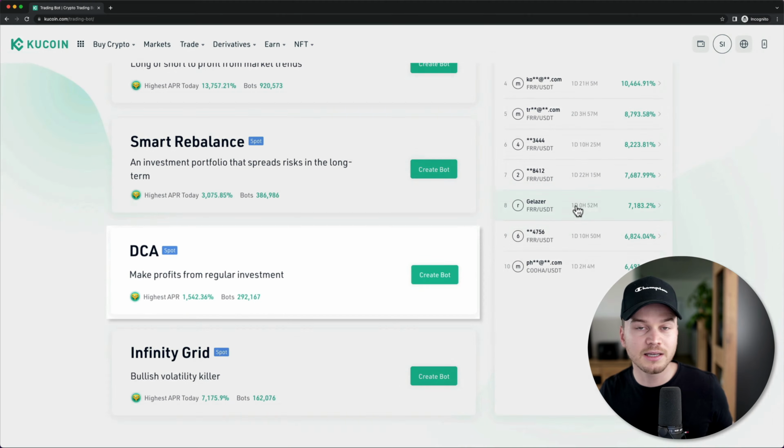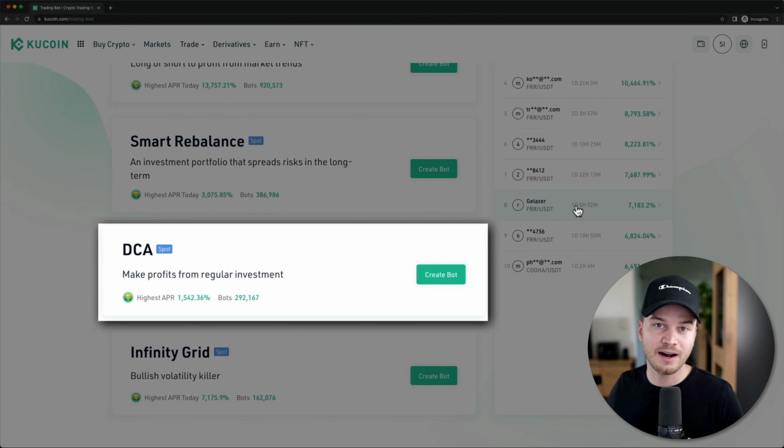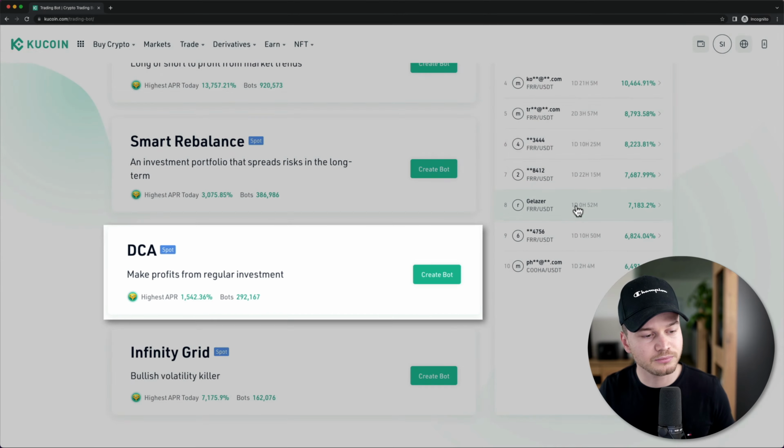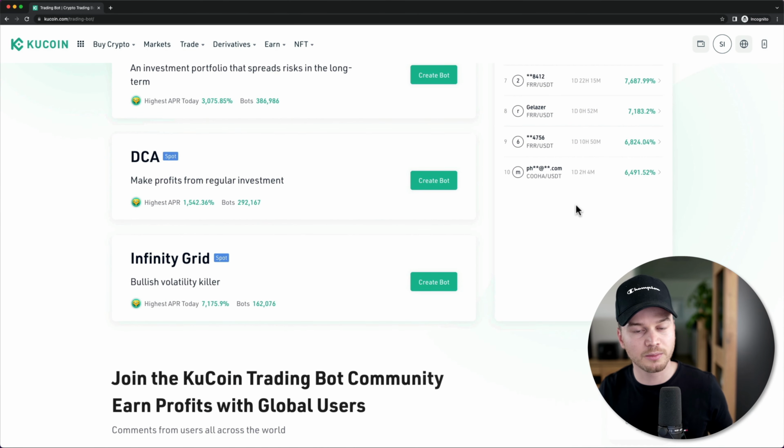Then you have the DCA bot, which stands for dollar cost averaging. So there you could, for example, say, the bot should buy Bitcoin every single week, no matter what the price is. So then you can just even out the price and you just invest without any emotions. And then you also have the infinity grid bot.